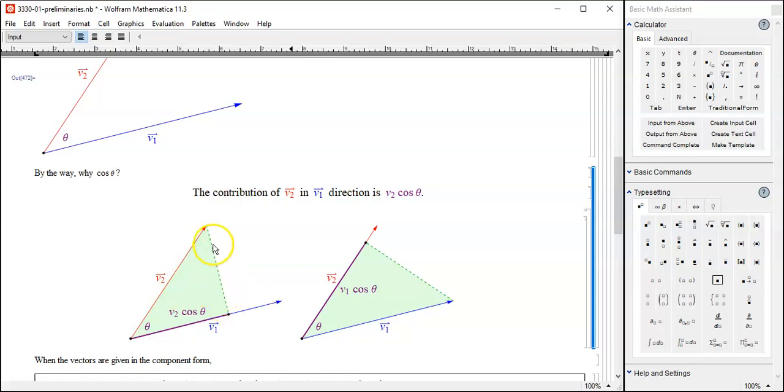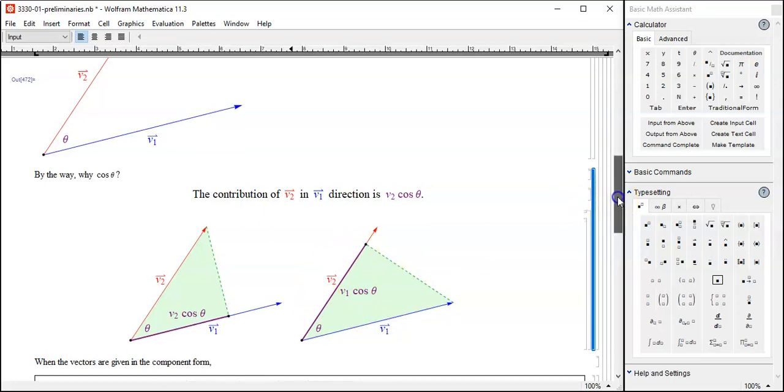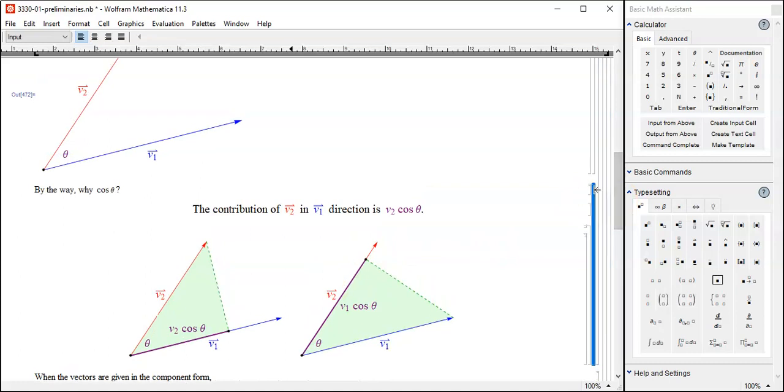How about the other? That's perpendicular. It does not push toward blue one way or the other. So V2 sine of theta does not do any kind of contribution, nothing. V2 cosine of theta is how much V2 contributes to V1. And this is a similar thing. V1 contributes in V2 direction by V1 cosine of theta. Same kind of geometry. That's why we do cosine.